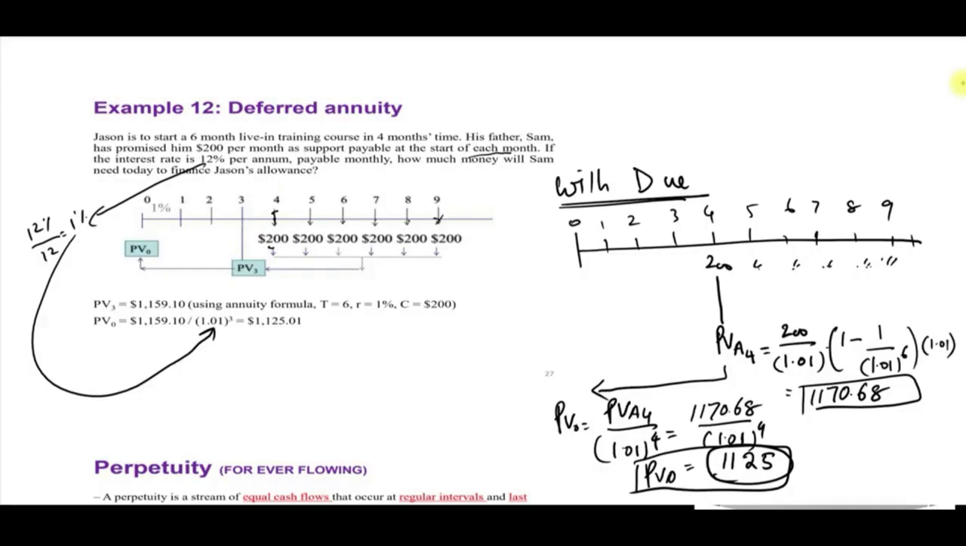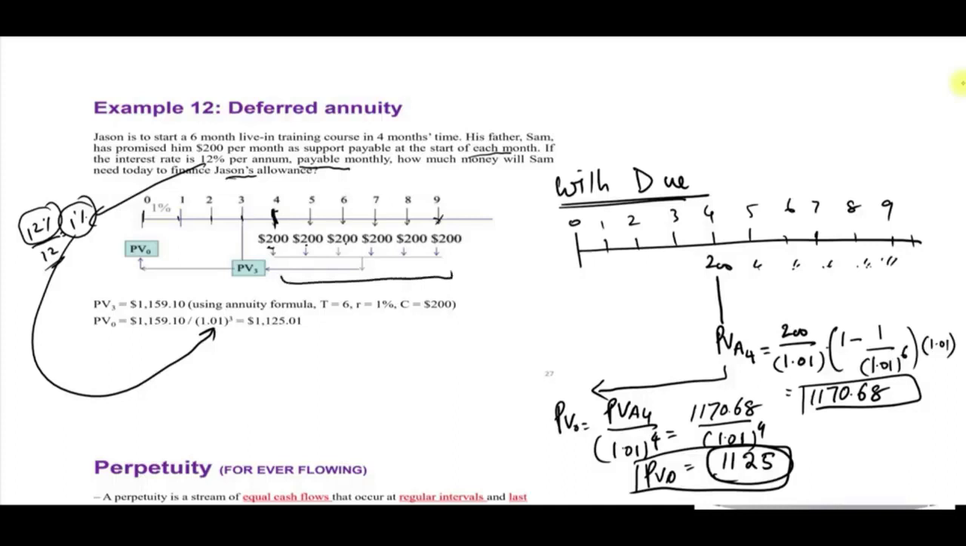If the interest rate is 12% per annum payable monthly, so 12% is the annual rate, but if we convert it into monthly, our answer would be 1%. How much money will Sam need today to finance Jason's allowance? So we need to find today's present value. Let's make a timeline: 0, 1, 2, 3 and 4. How much is he paying? 200, 200, 200. So this period is the annuity period.